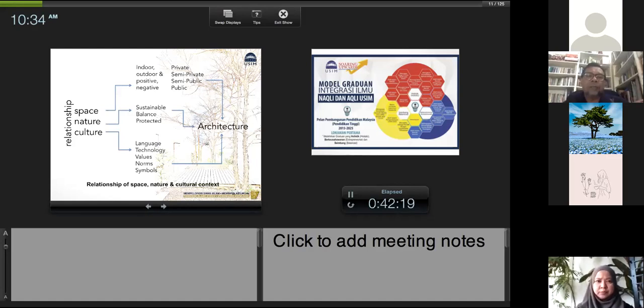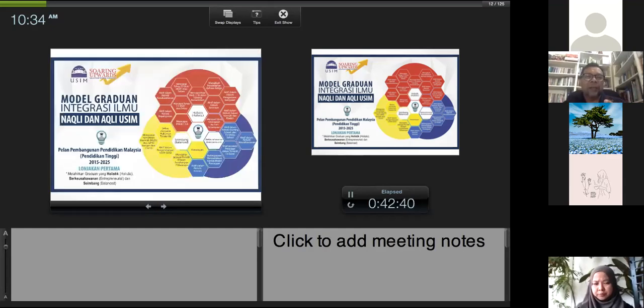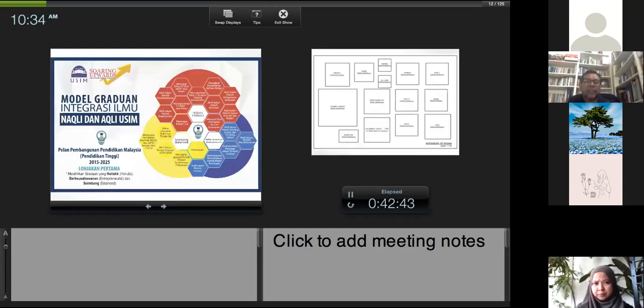And now you are given a task to design a student center, the architecture of a student center in 2035, for example. How do you compose all these elements, space, nature, and culture, to become a good architectural building or product? Okay, and this is going to be, for now, your client.